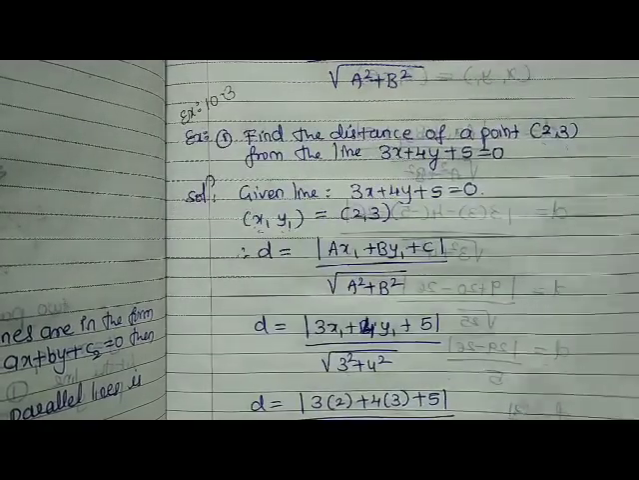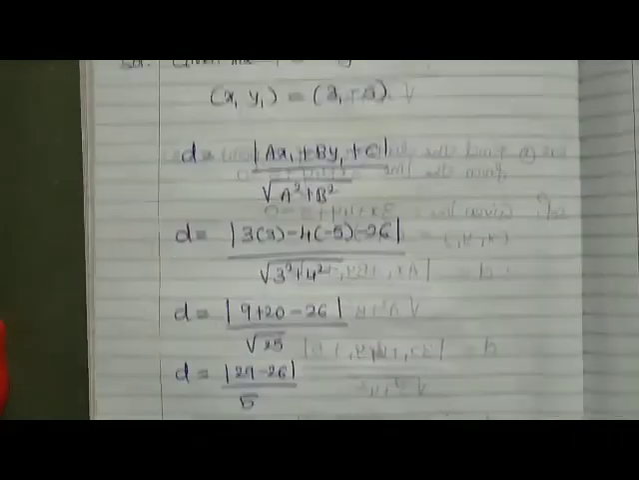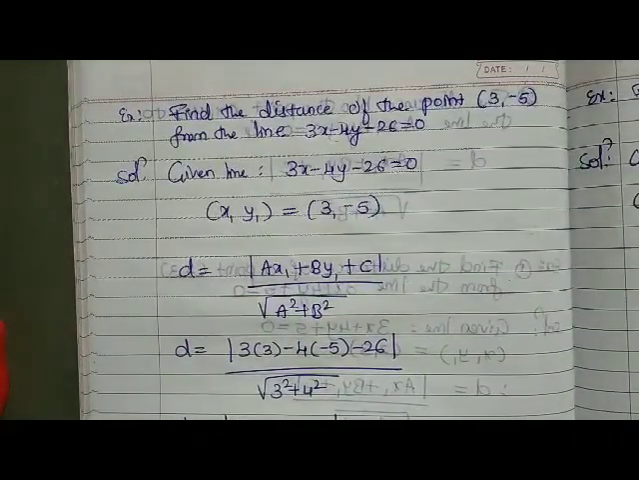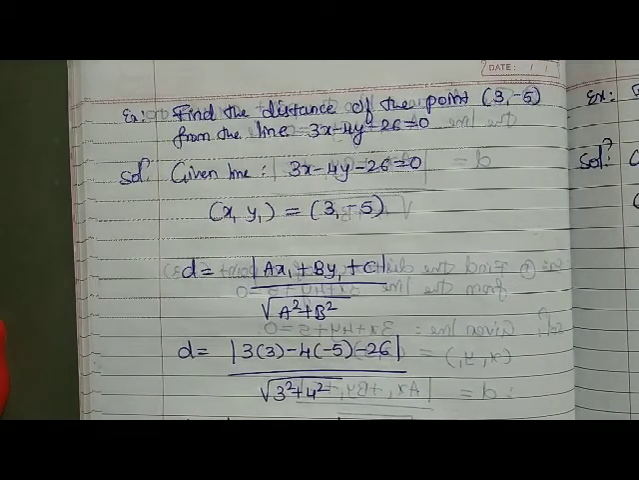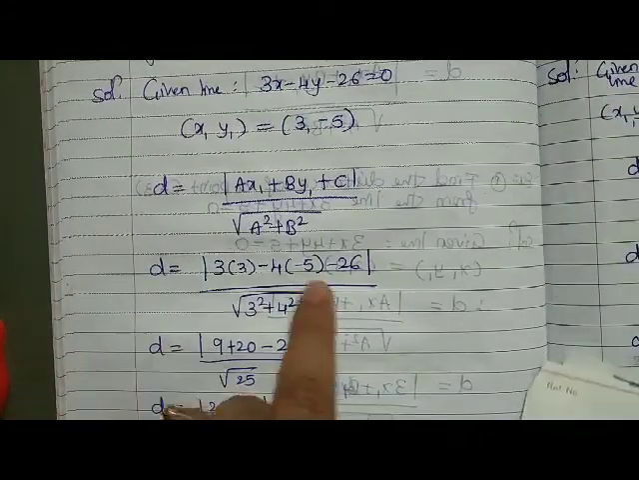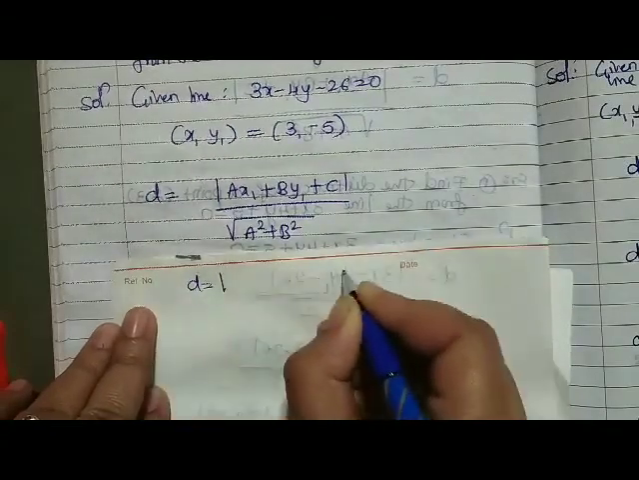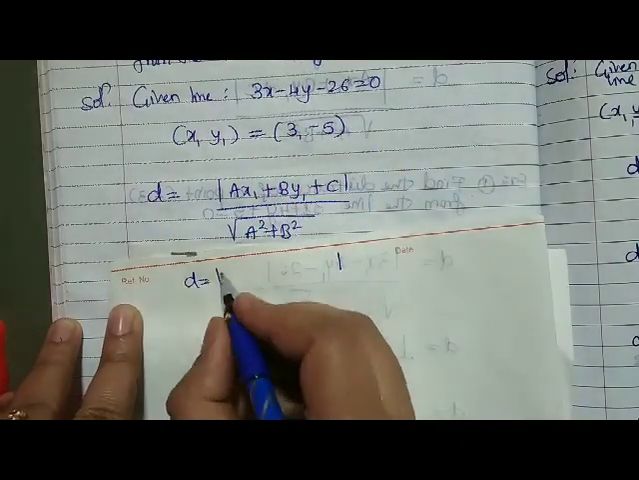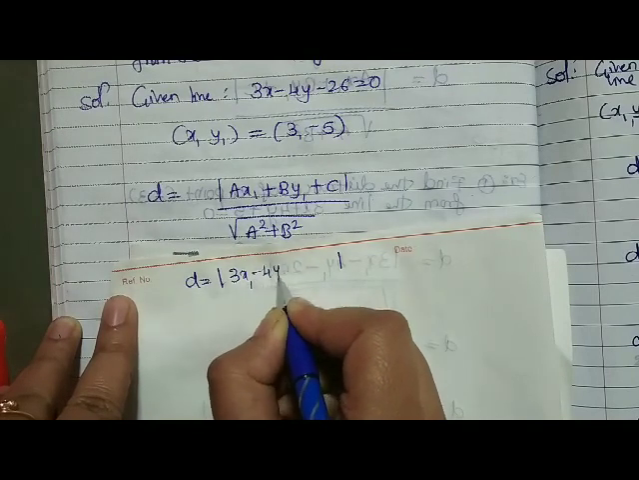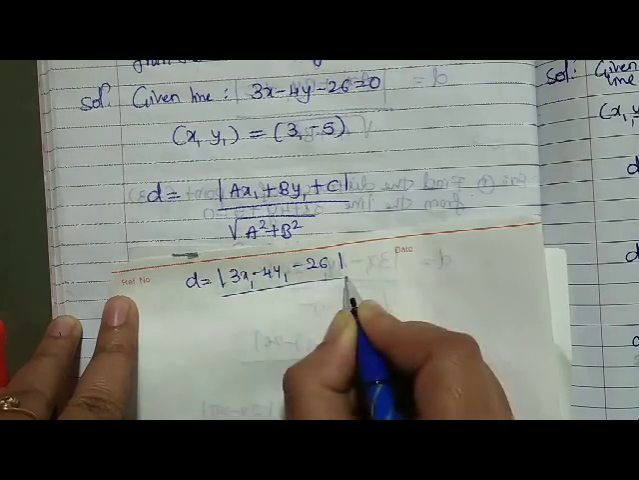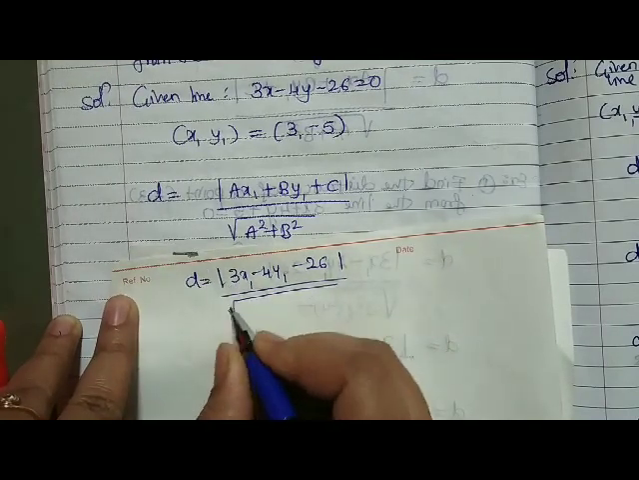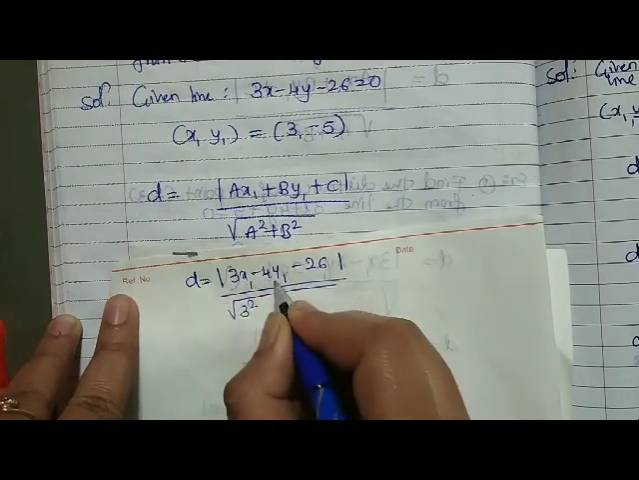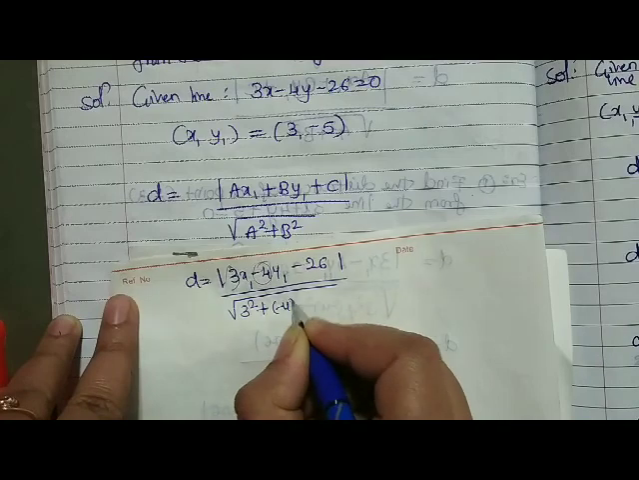Okay, next example. Find the distance of the point 3, minus 5 from the line 3x minus 4y minus 26 is equal to 0. So write the given data, that is the given line and given point, and next write the formula. d is equal to modulus of the given line 3x minus 4y minus 26, so 3x1 minus 4y1 minus 26 divided by root of coefficient square of x, that is 3 square. What is a here? 3. What is b here? Minus 4. 3 square plus minus 4 square.